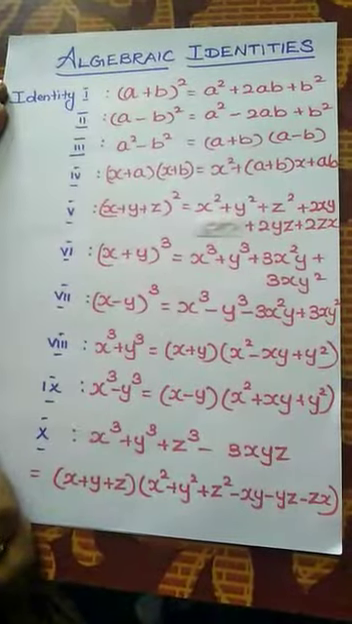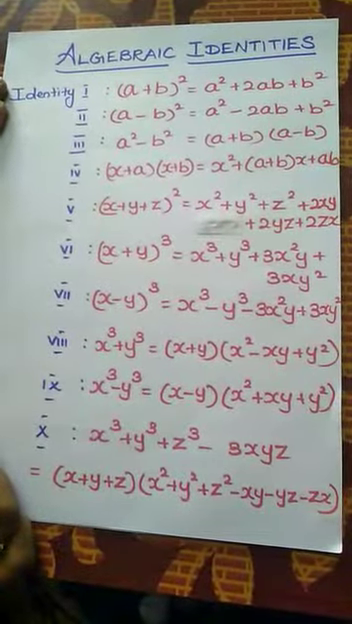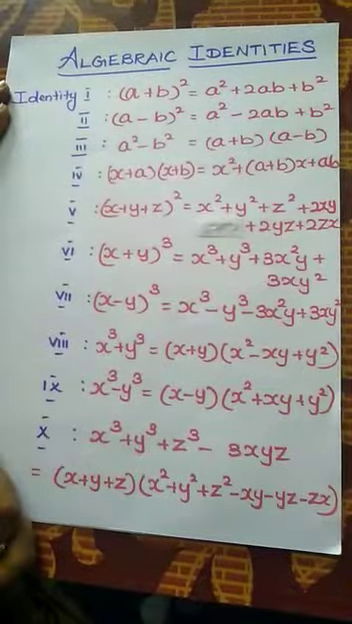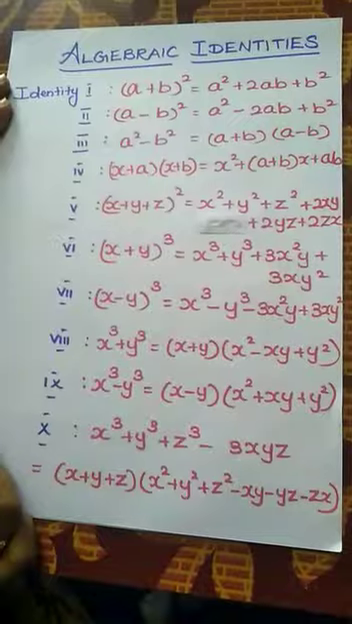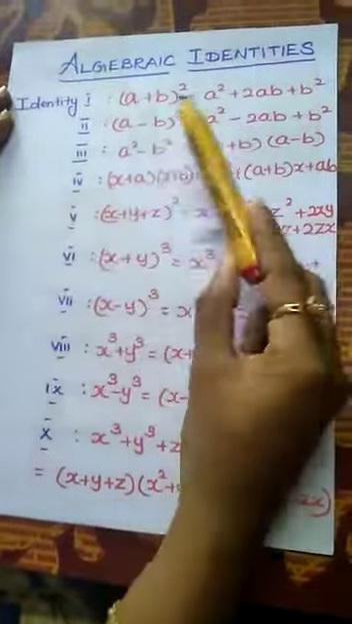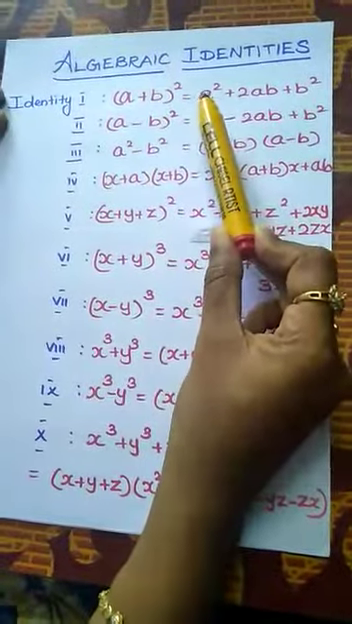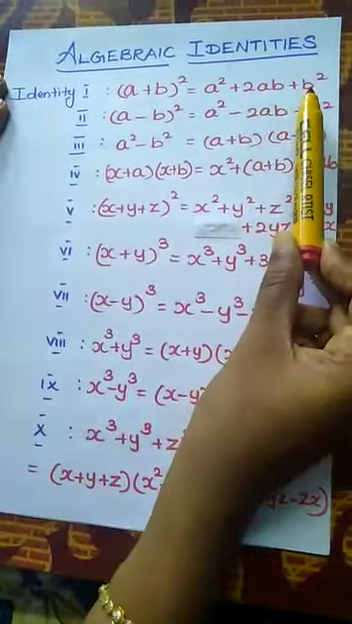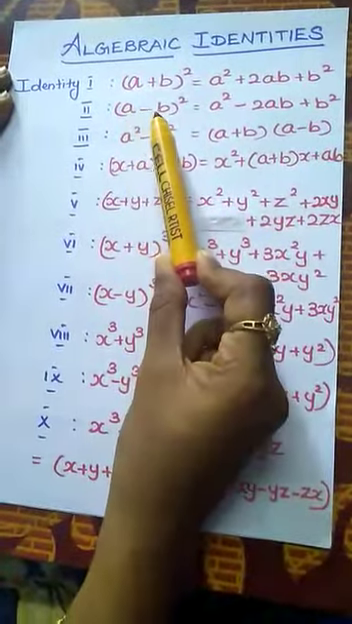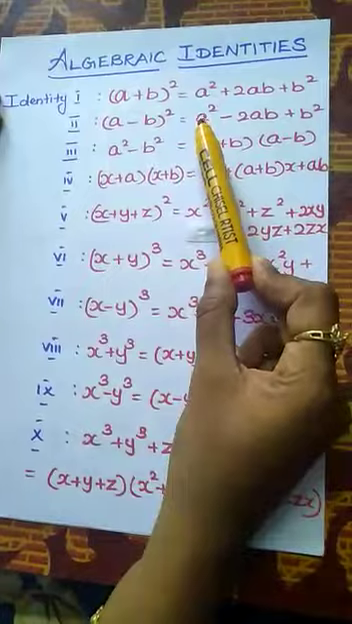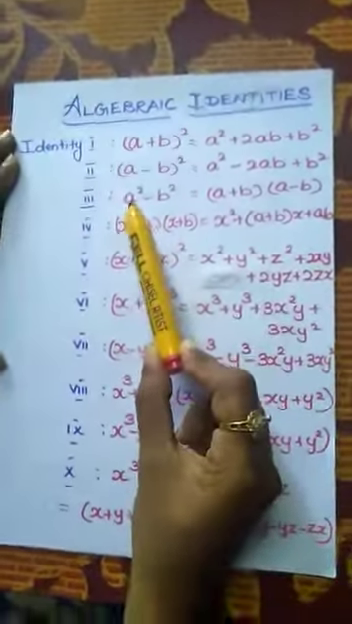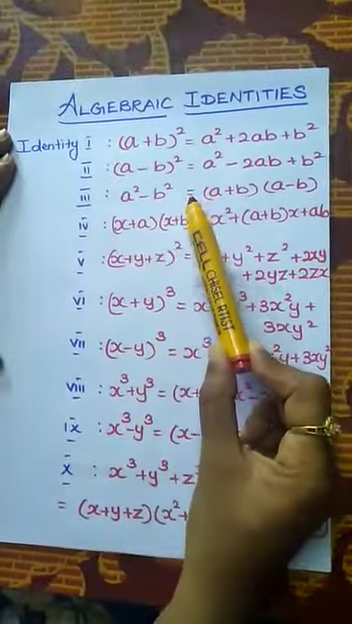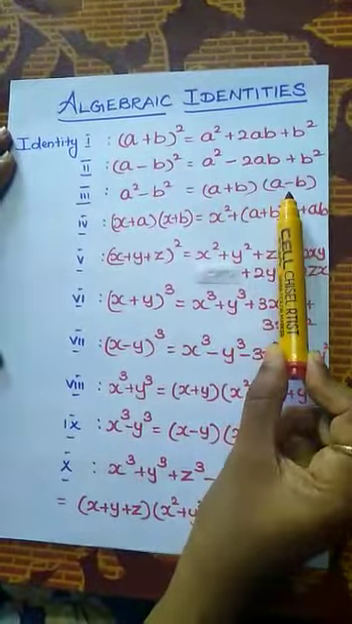Hello students, now I am going to explain algebraic identities. The identities concept is very important in algebra. The first identity is (a plus b) the whole square, which is equal to a square plus 2ab plus b square. Next one, (a minus b) the whole square is equal to a square minus 2ab plus b square. The third identity, a square minus b square is equal to (a plus b) into (a minus b).